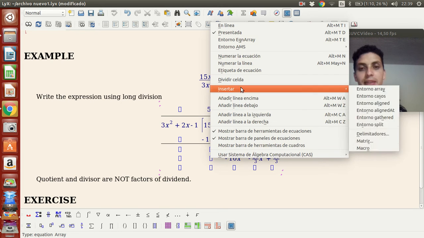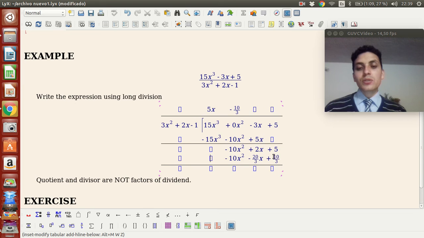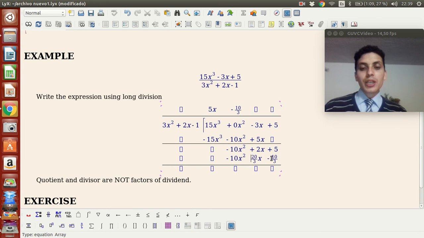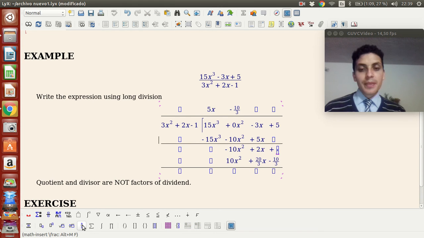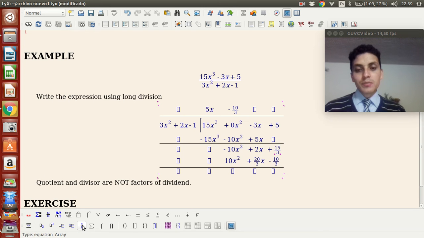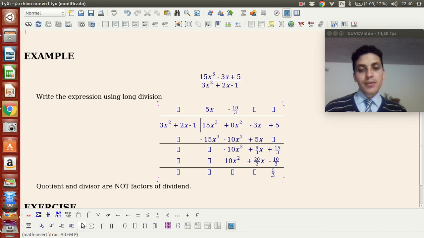Okay, and now I gotta subtract, so remember to change the signs. Okay, so I have to add 5 minus 10/3. So remember that 5, I could express 5 as 15 divided by 3 to have the same denominator. And I can write 2 as 6 divided by 3, okay, to have the same denominator. So 15 divided by 3 minus 10/3 will be 5/3.